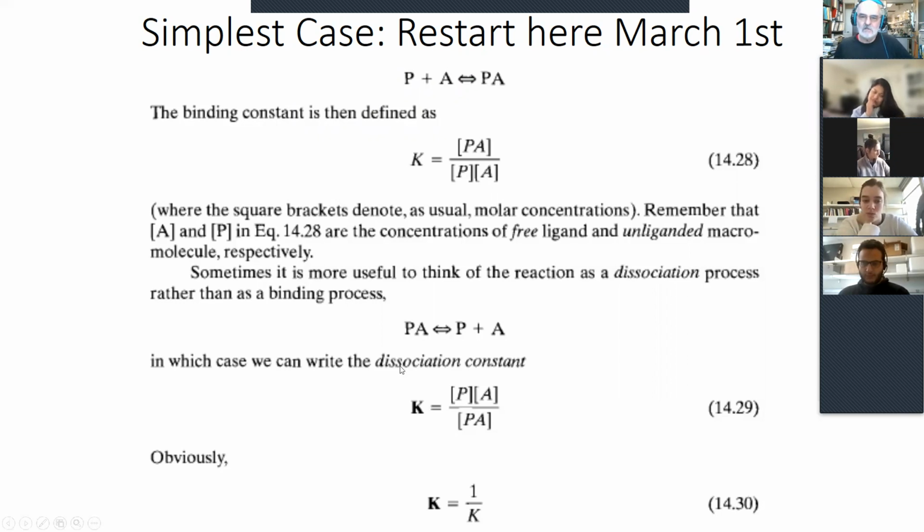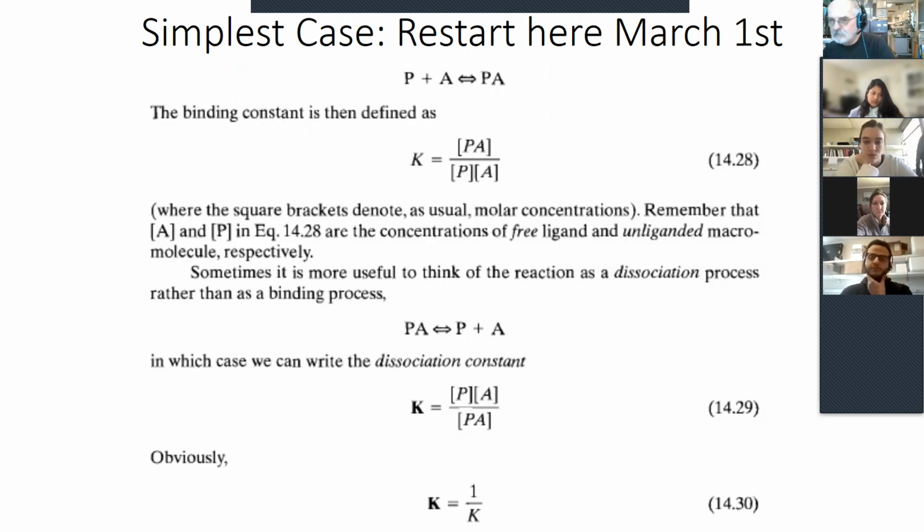So what Van Holde does, sorry, let me grab my pen so I'm ready to write if I want to. What Van Holde does is he kind of walks you through simple cases. Okay, and he starts with what he calls the simplest case. I'm just making sure my pen works here. And the simplest case is a single site where the protein binds to a ligand to make a complex.